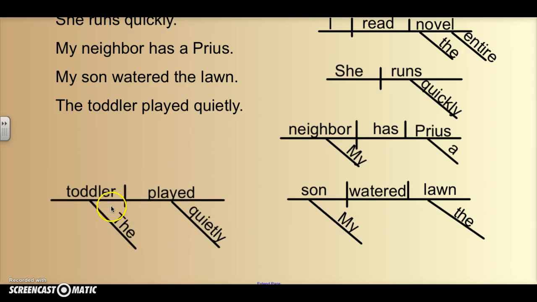And then finally, the toddler played quietly. How the toddler played was quietly. The is capitalized, modifying toddler. But he is not playing a game or anything else, so this is an intransitive verb. It is all that goes on there.